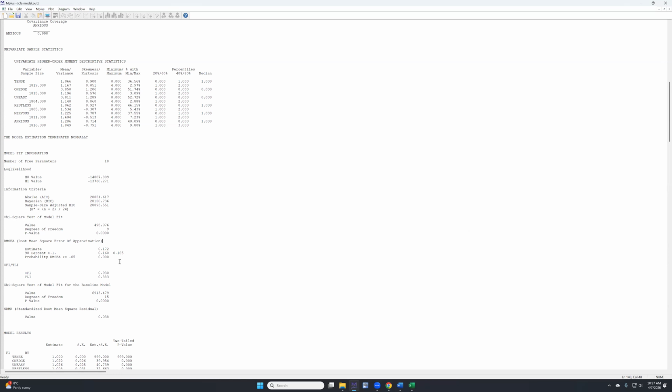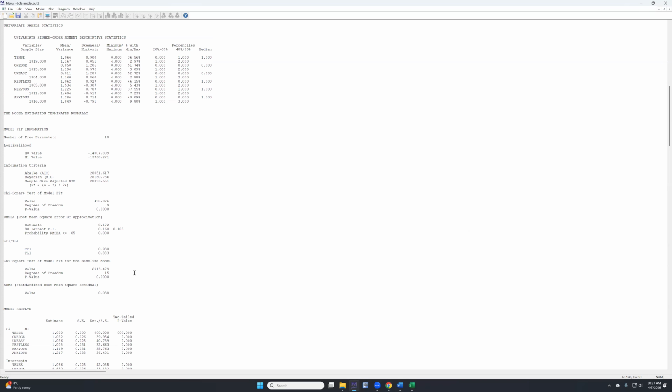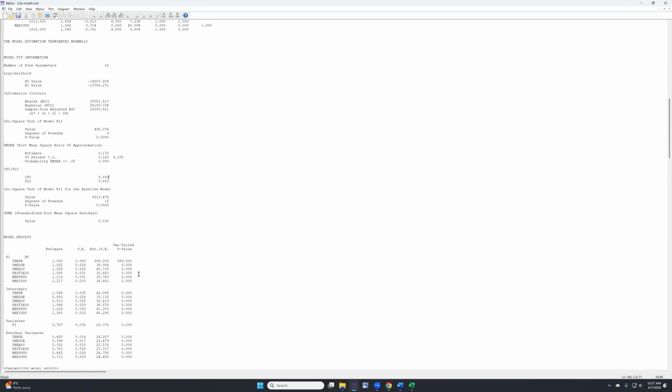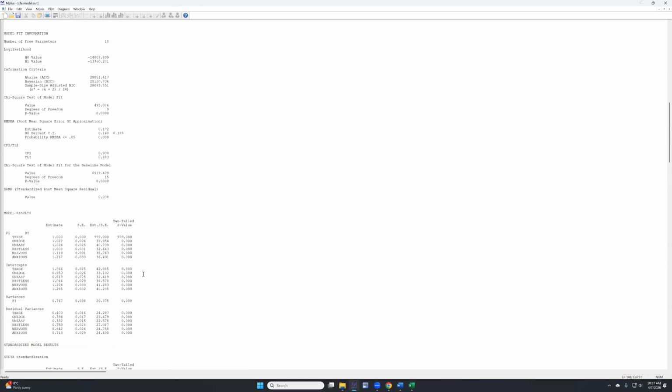So that's not good. I look at some of my RMSEA values, they're huge. My CFI value is not adequate. It should be at least 0.95. A lot of things are indicating this model stinks. Not a good fit. So what can I do?